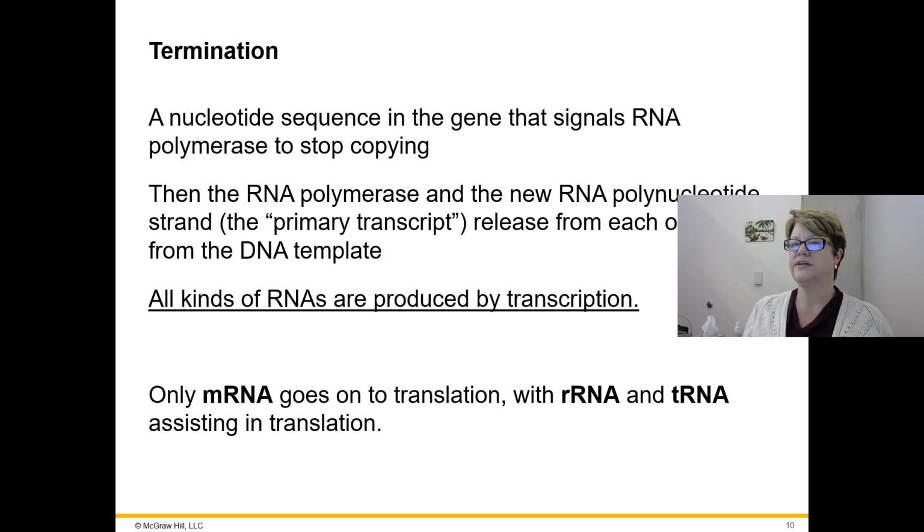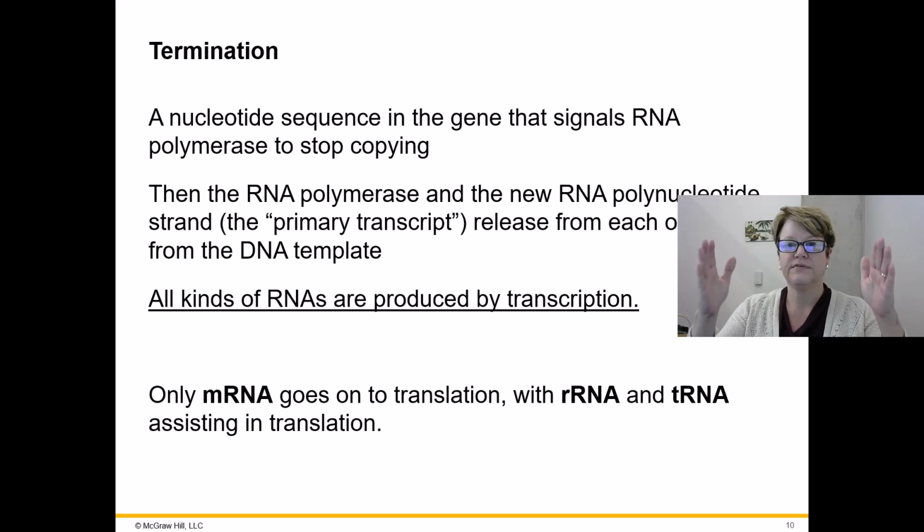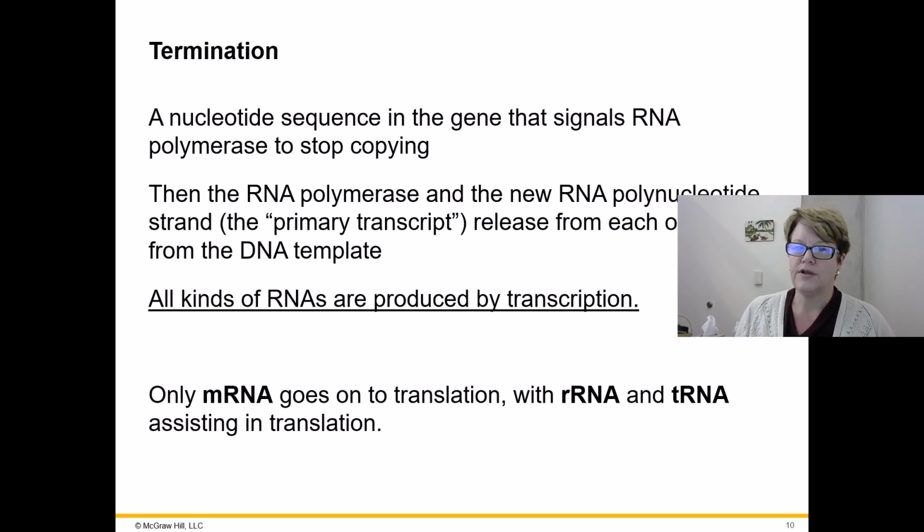So all kinds of RNAs are made by transcription, and all genes start with a promoter and end with some kind of terminator, and that signals how the RNA polymerase knows where to start and where to stop copying to make that RNA. So that's what a gene is. In the DNA, in the chromosome, a gene is a segment of the chromosome that is copied by transcription to make an RNA. But only mRNA goes on to the next process called translation.